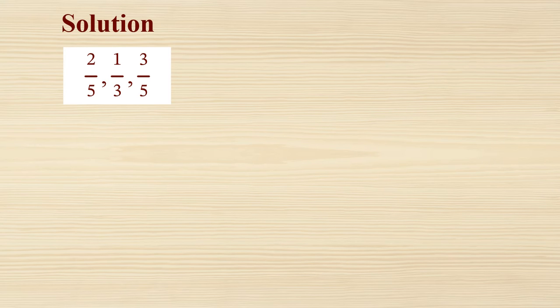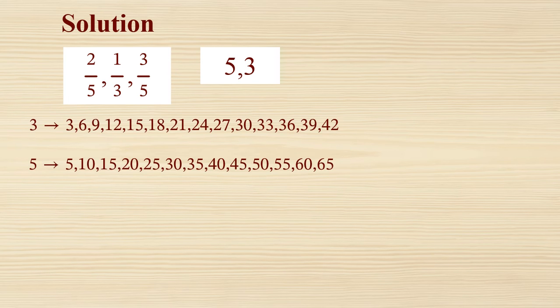So let's look at the denominators. The denominators contain the numbers 3 and 5. We are to find the common denominator, that is, we are to find the LCM of these two numbers, 5 and 3. The multiples of 3 are 3, 6, 9, 12, 15, 18, 21, 24, 27, 30, and the rest of it, while the multiples of 5 are 5, 10, 15, 20, 25, 30, 35, and the rest of it. The numbers that are common in these multiples are 30 and 15, but the lowest is 15, that is, the LCM is 15.